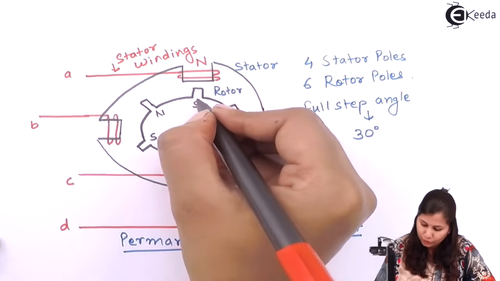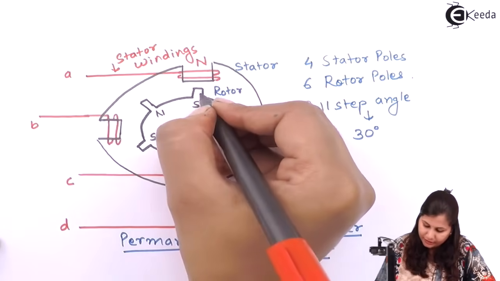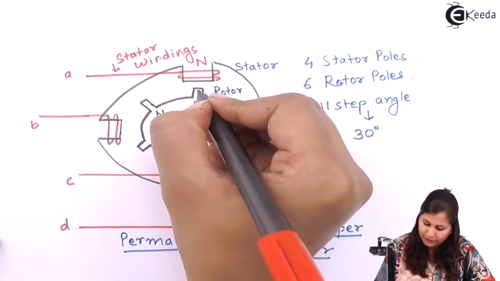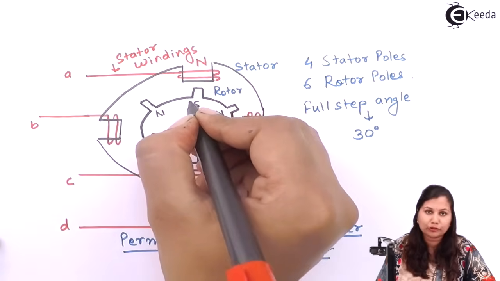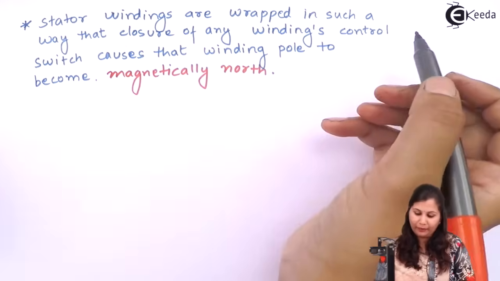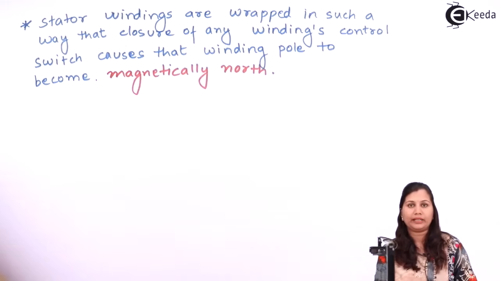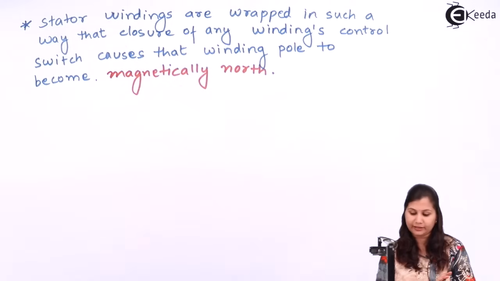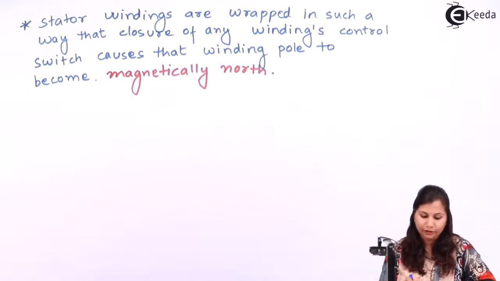So at this position, this north and south pole are going to attract each other, and this north pole will induce south pole in this rotor's poles. So stator windings are wrapped in such a way that closure of any of the winding's control switch causes that stator pole to become magnetically north.